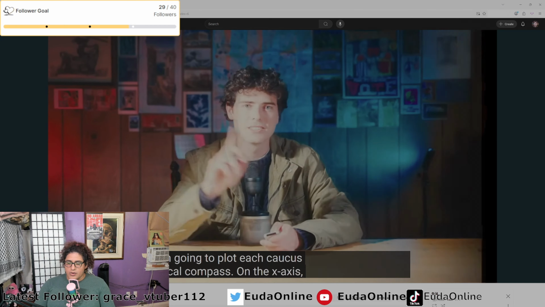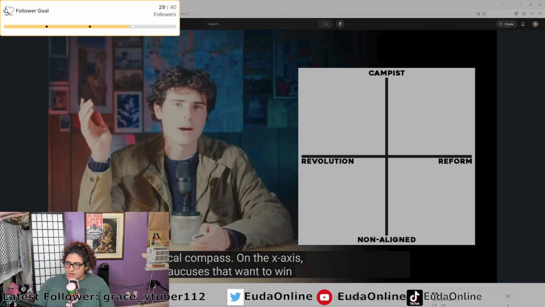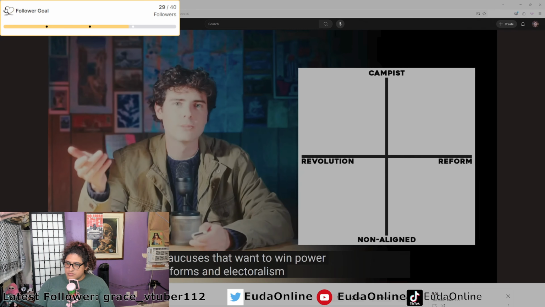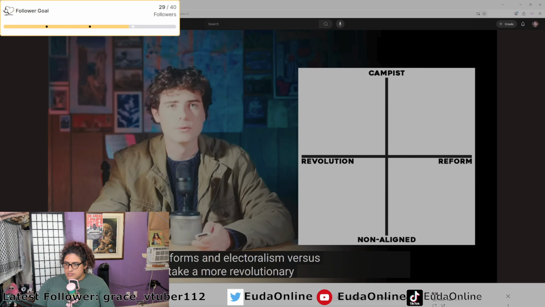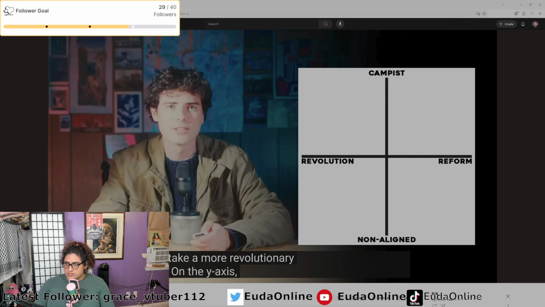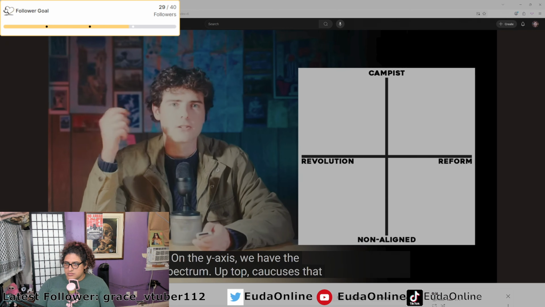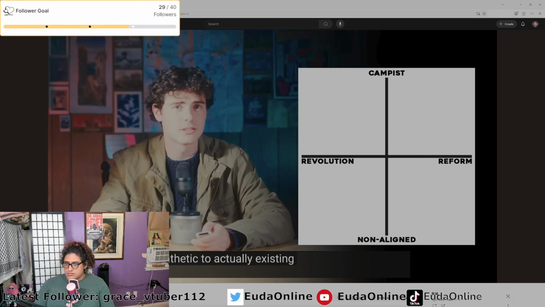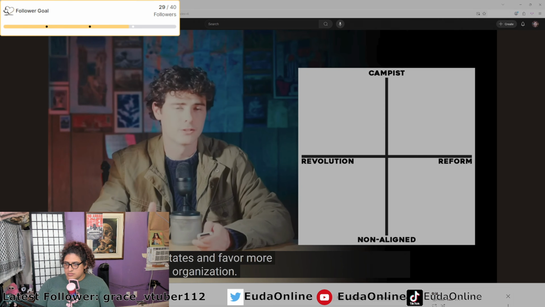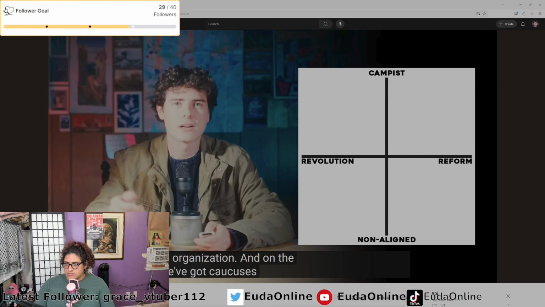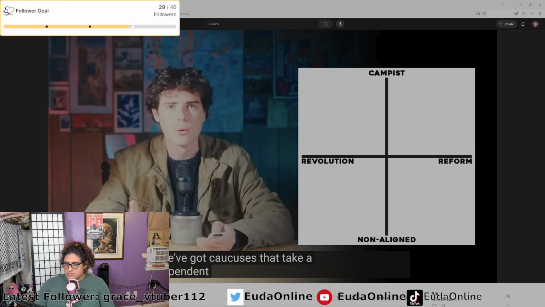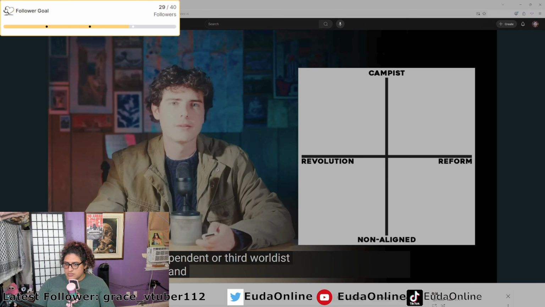On the x-axis, we have caucuses that want to win power through reforms and electoralism versus ones that take a more revolutionary approach. On the y-axis, we have the campist spectrum. Up top, caucuses that are sympathetic to actually existing socialist states and favor more structured organization. And on the bottom, we've got caucuses that take a more independent or third worldist approach and favor non-hierarchical, horizontalist forms of organization.